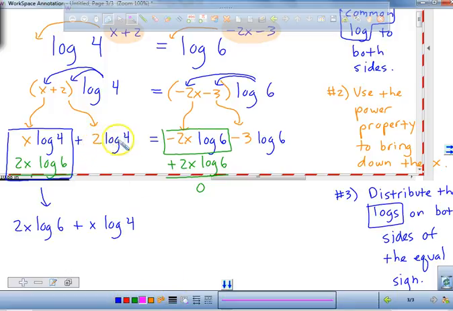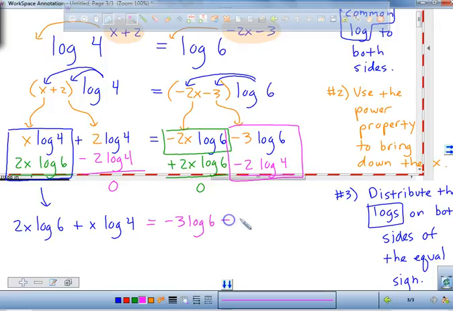Over here I have a 2 log of 4. I got to get rid of this because if I put all of my x's on the left side, what do I have to do with my numbers? I need to isolate them and put them over on the right side. So I'm going to say minus 2 log of 4 on this side, which zeroes out, but minus 2 log of 4 on this side. Now once again, we can't combine these. So since I can't combine them, I'm just going to rewrite them. Minus 3 log of 6 minus 2 log of 4.